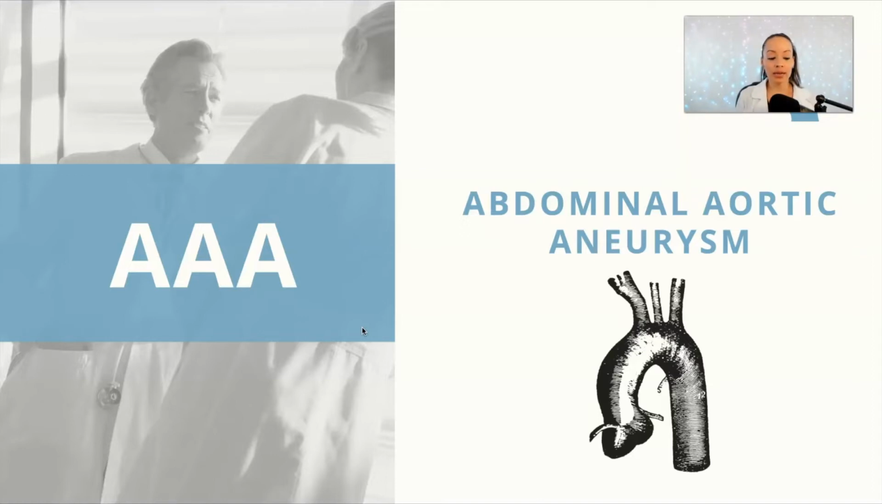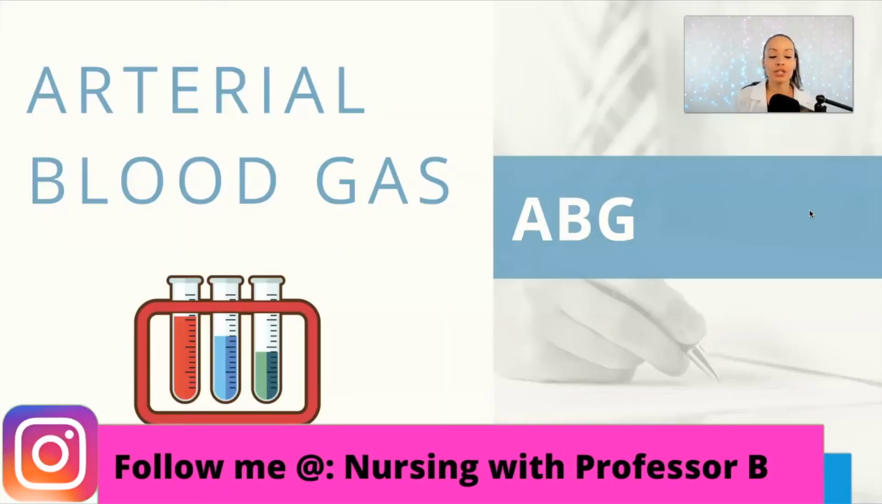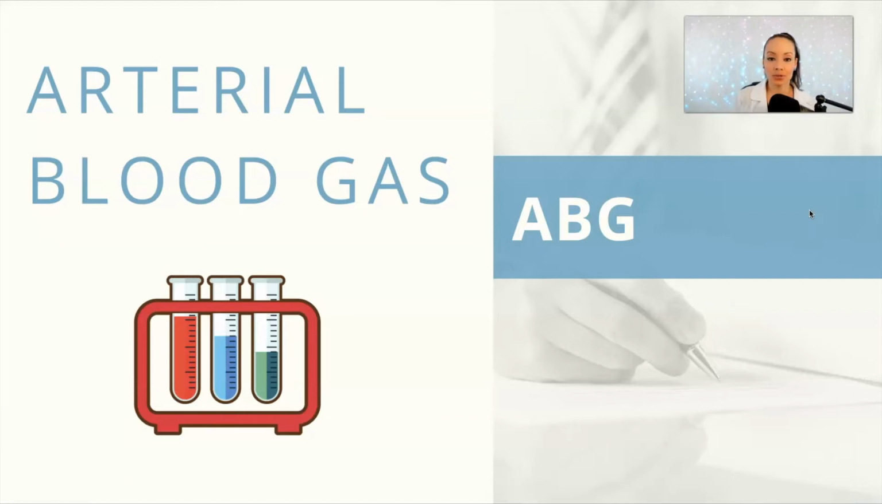An AAA is an abdominal aortic aneurysm. And this is life-threatening if it ruptures. It usually occurs in white males with a history of smoking. ABD is abdomen or abdominal. ABG is arterial blood gas. You definitely will see that a lot.